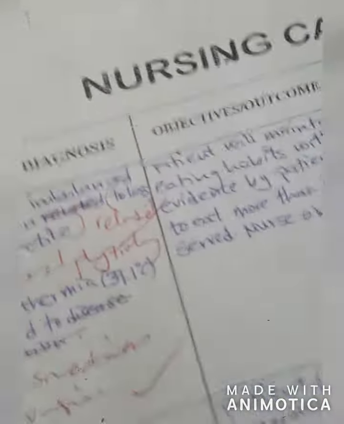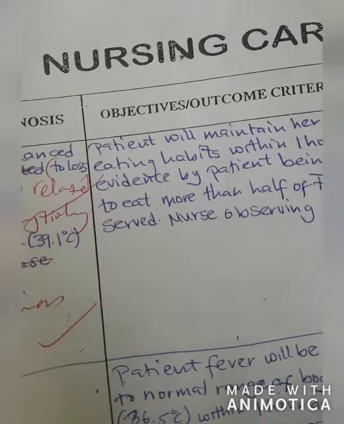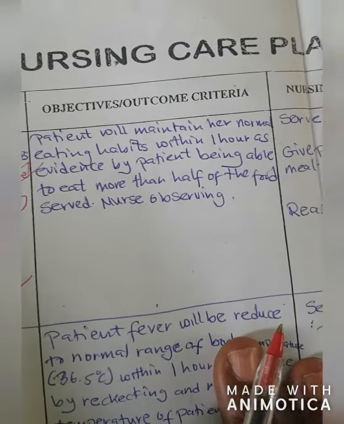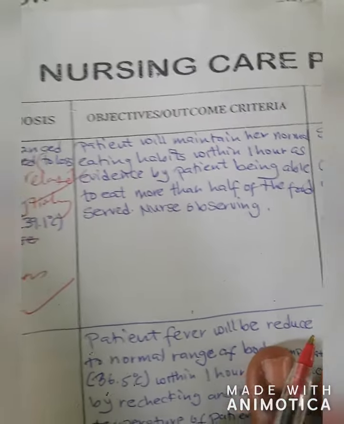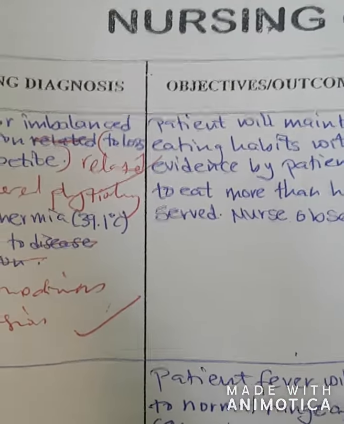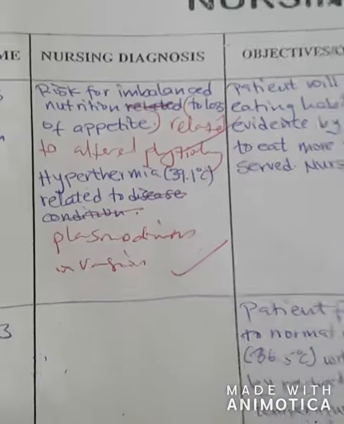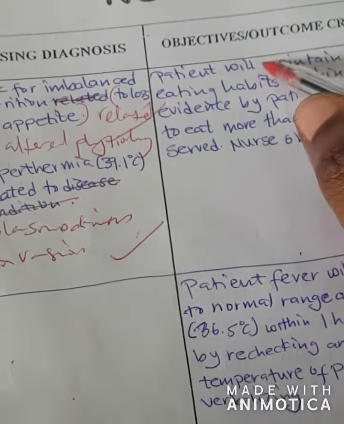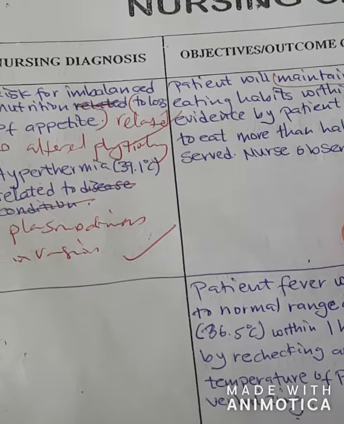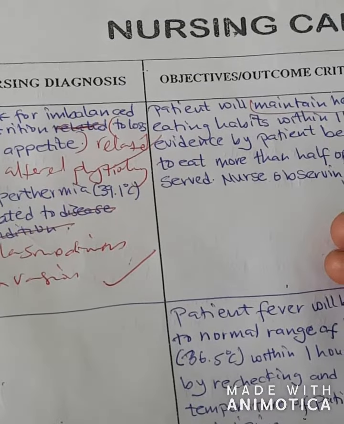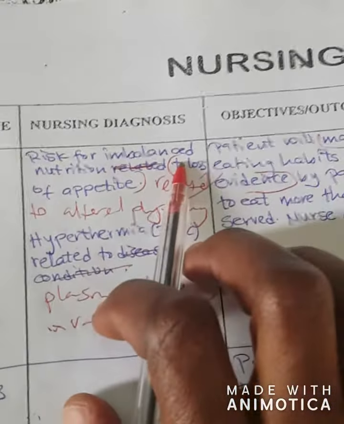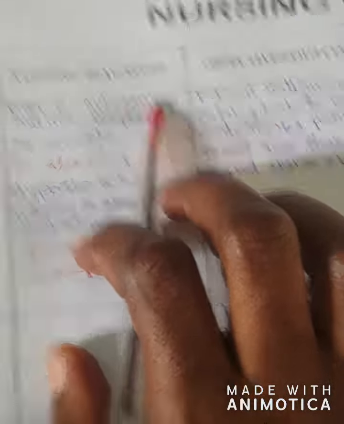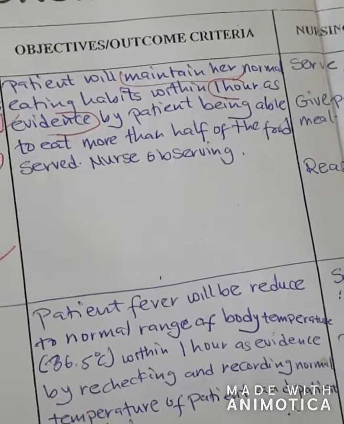So here, patient will maintain her normal eating habits. Once you say risk for imbalance, then it means what the patient has now is not good enough. That's why it's putting the patient at risk for the imbalance. So you can't use "will maintain." No. Within an hour, as a risk diagnosis, we don't give 1 hour. The patient doesn't have the problem yet, but we are saying that the patient can develop the problem. So you give by the end of admission or at the time of discharge, patient won't develop this one.